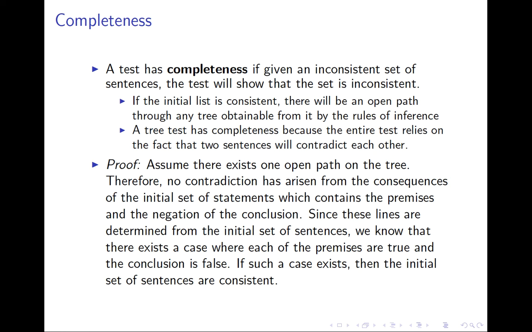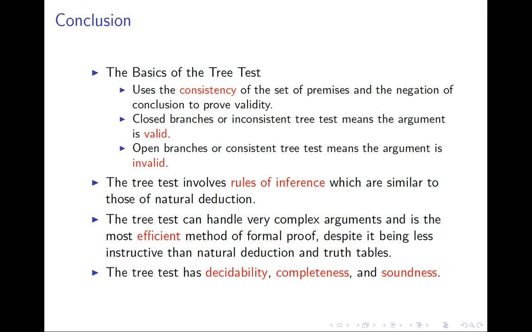A test has completeness if given an inconsistent set of sentences, the test will always show that the set is inconsistent. So assume that there already exists an open path. This means that no contradictory lines exist thus far. If these lines are determined from the set of initial sentences, we know that there exists a case where all the initial sentences are true, meaning that the set containing the premises and the negation of the conclusion are consistent and that the argument is invalid.